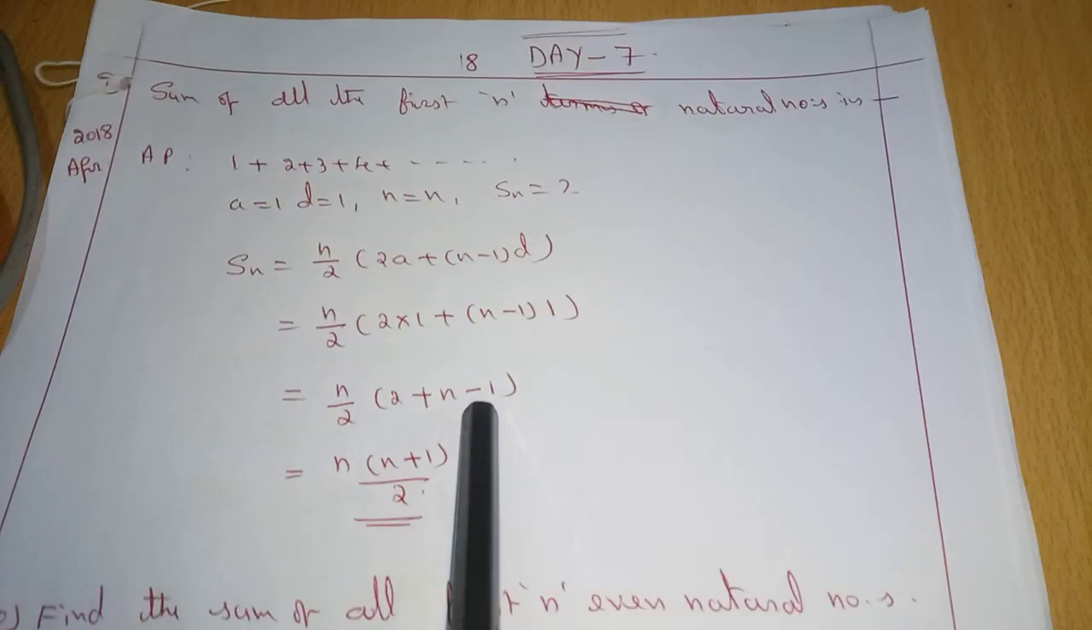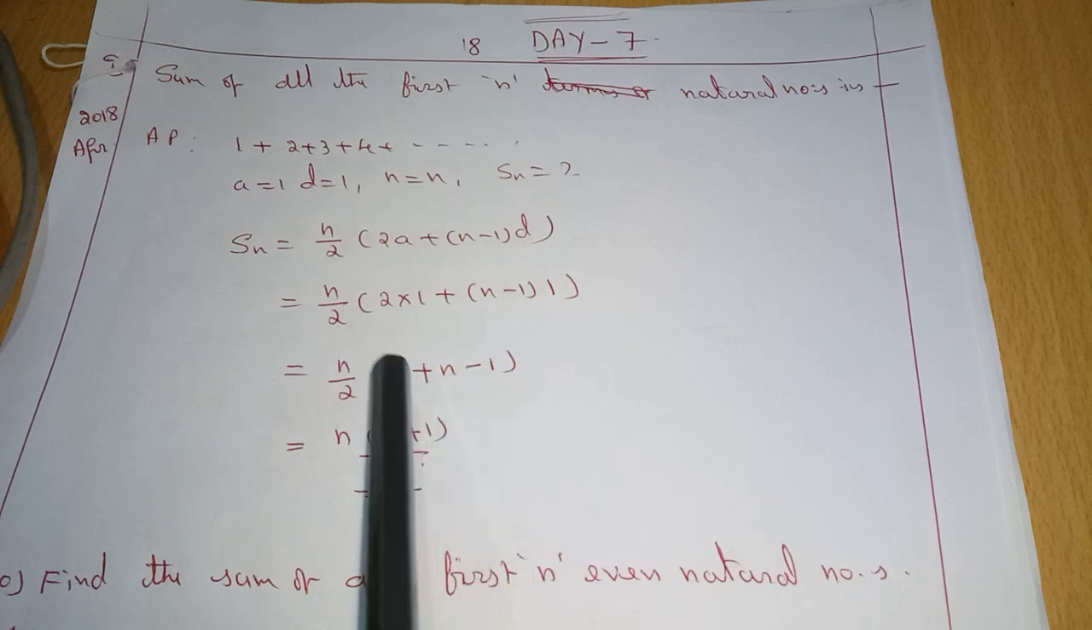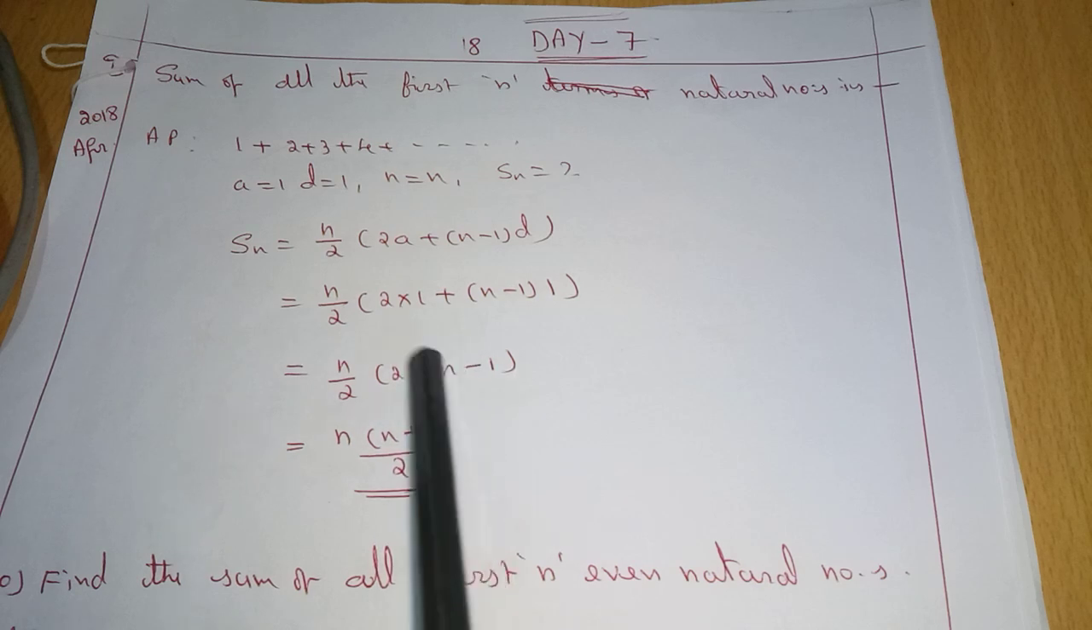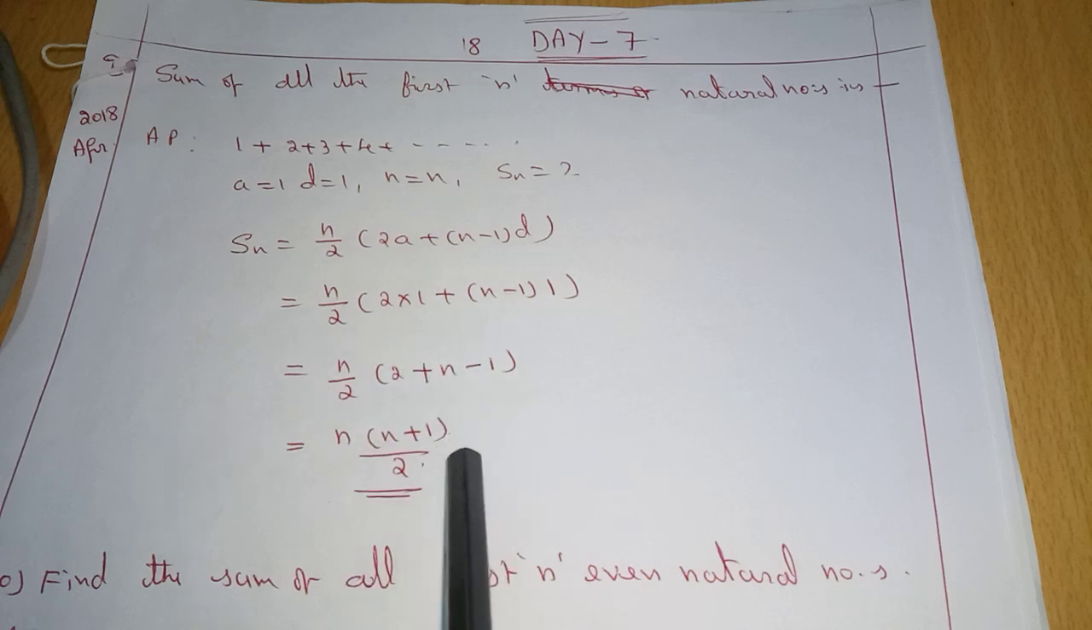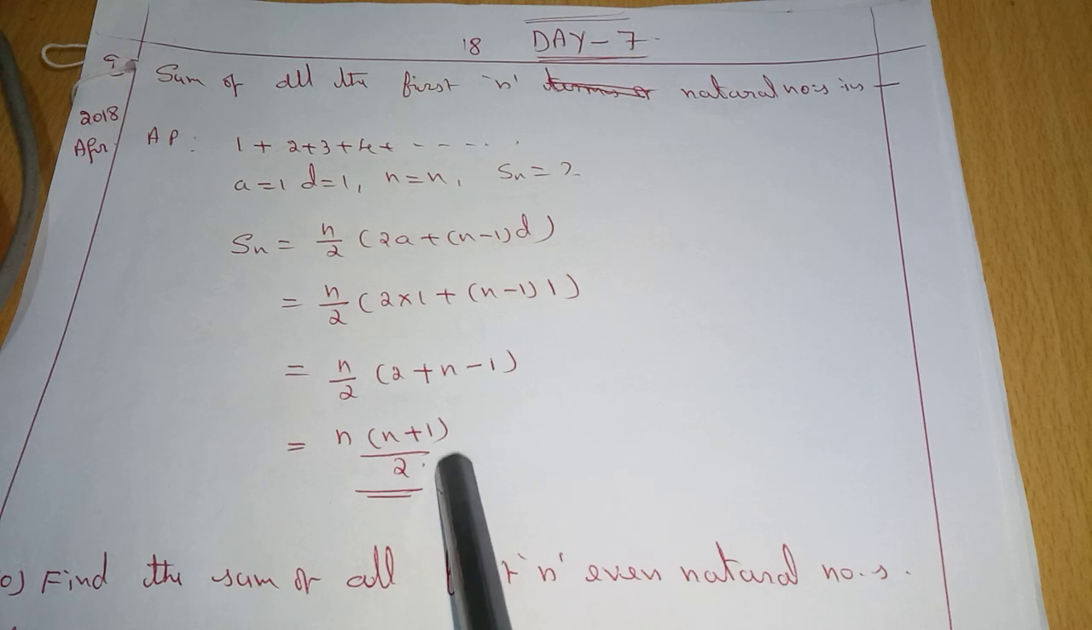When you simplify, n by 2 into 2 plus n minus 1. 2 minus 1 is 1. We will write n first, then 1. n into n plus 1 divided by 2. The sum of n natural numbers is n into n plus 1 divided by 2.